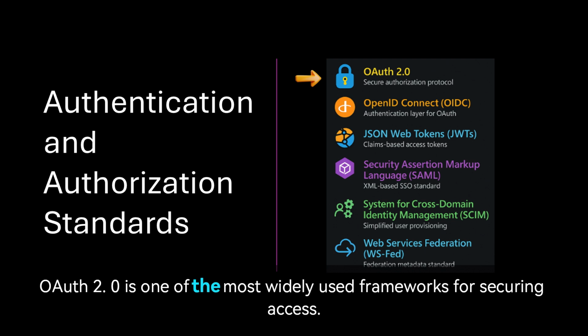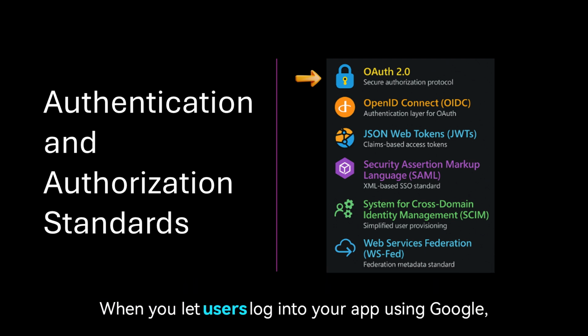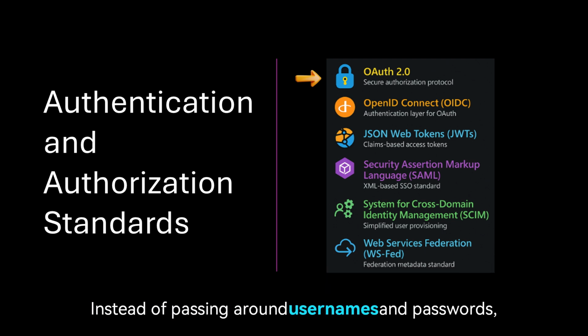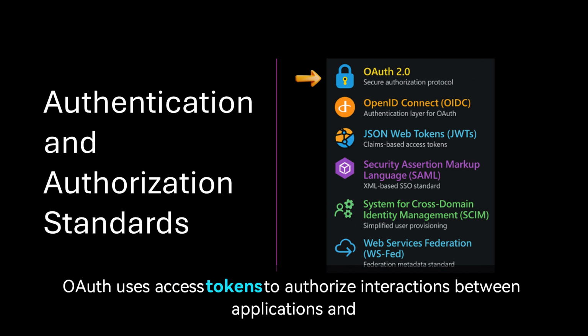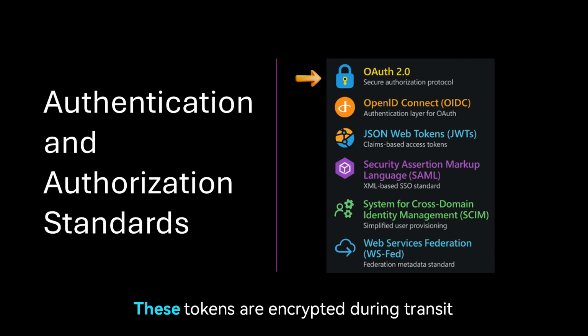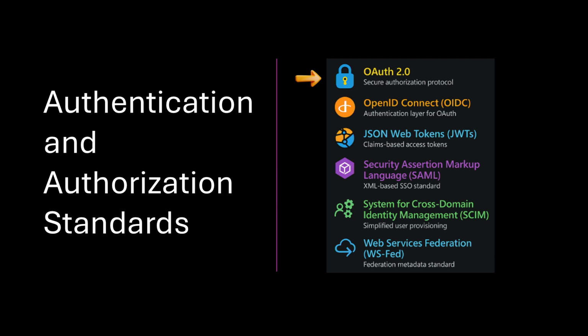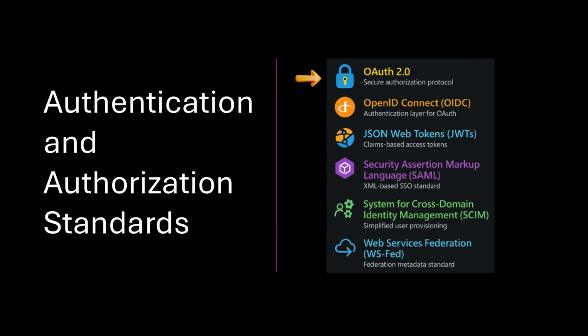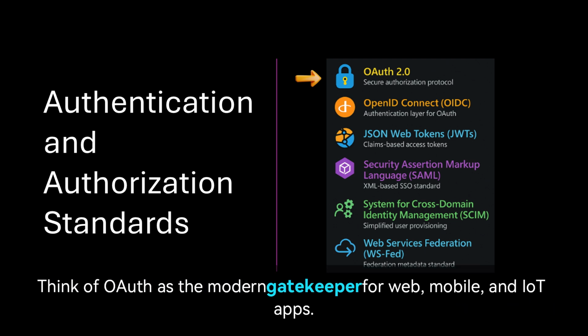OAuth 2.0 is one of the most widely used frameworks for securing access. When you let users log into your app using Google, Facebook, or LinkedIn, you're likely using OAuth 2.0 behind the scenes. Instead of passing around usernames and passwords, OAuth uses access tokens to authorize interactions between applications and services. These tokens are encrypted during transit and allow systems to access data without revealing user credentials. Think of OAuth as the modern gatekeeper for web, mobile, and IoT apps.